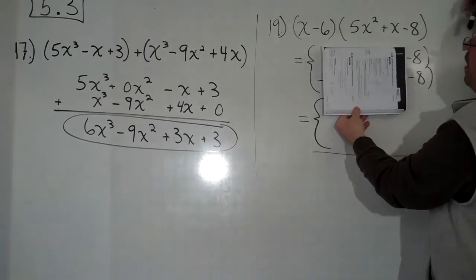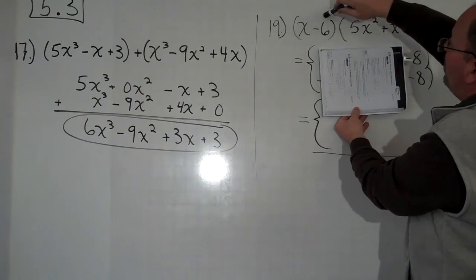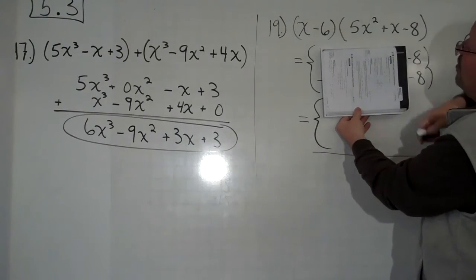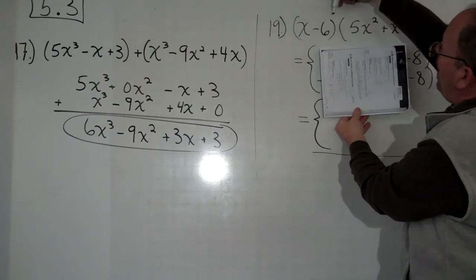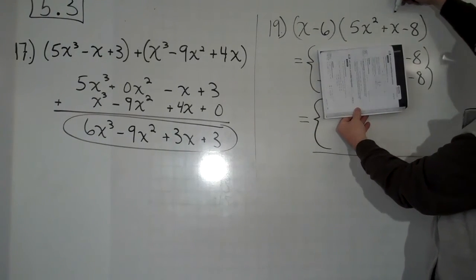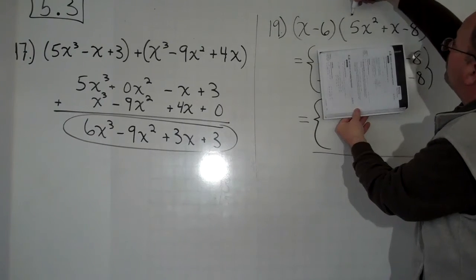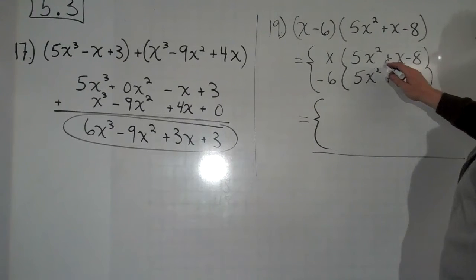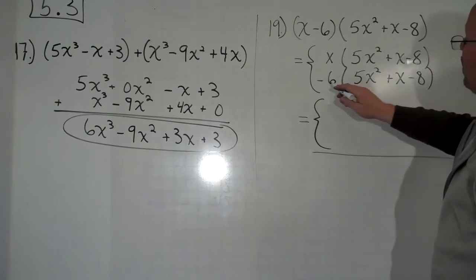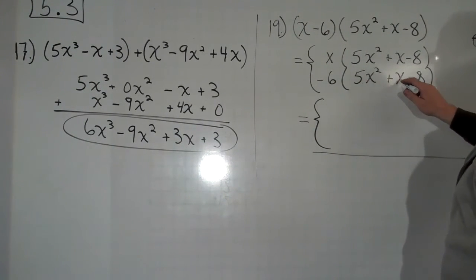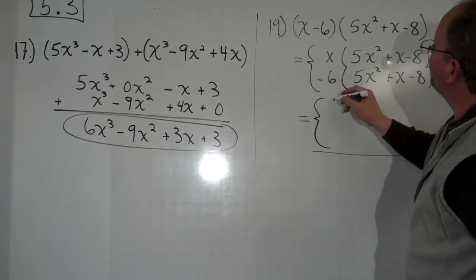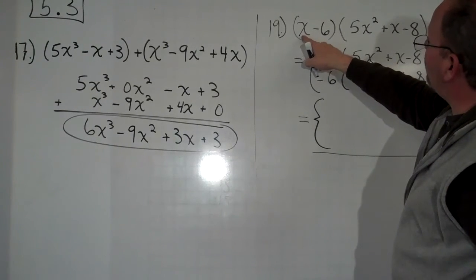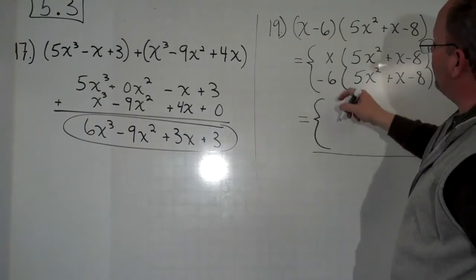Here is problem number 19. X minus 6 times 5x squared plus x minus 8. Let's do a distribution. We're going to have to do x times this stuff here, and then minus 6 times this stuff here. So I've written it out. X times 5x squared plus x minus 8, and negative 6 times 5x squared plus x minus 8. Again, it's just a distribution. We're going to multiply it times this, and we're going to multiply it times this.